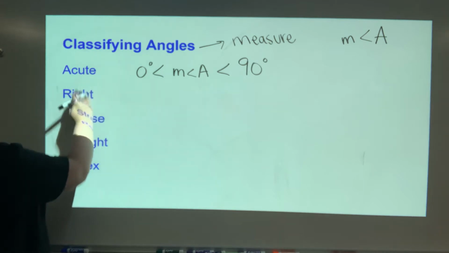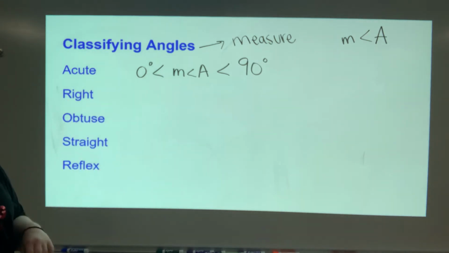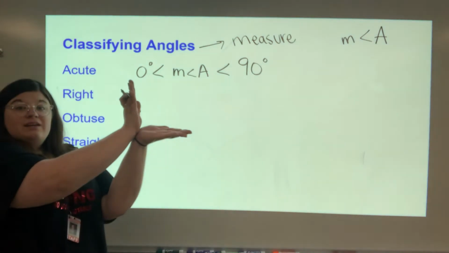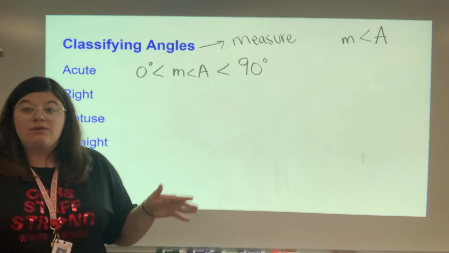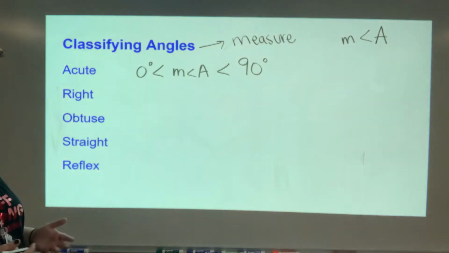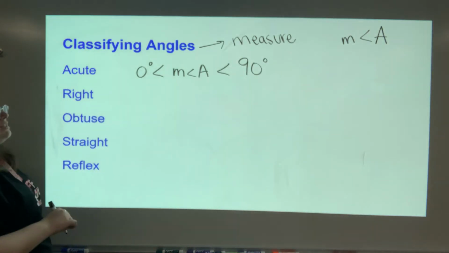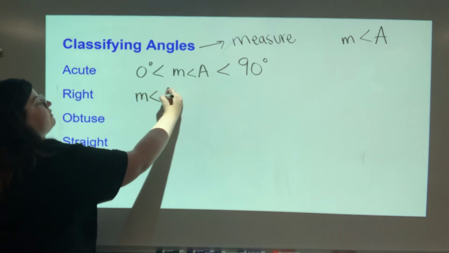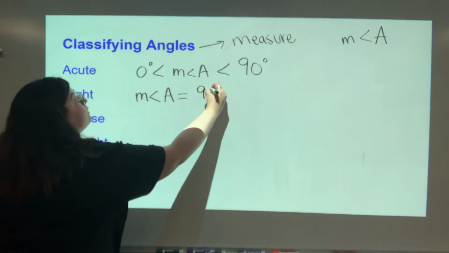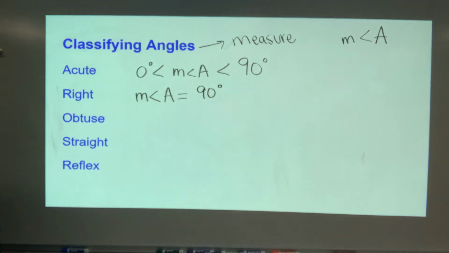I'm gonna get rid of this arrow. Right angles are exactly 90 degrees. Corner of a piece of paper, corner of a book, corner of a house. We measure things with 90 degrees if they're right angles. So here, you can classify angle A to be right if the measure of angle A is equal to 90 degrees. Obtuse angle, anything greater than 90 degrees, all right? But less than 180.